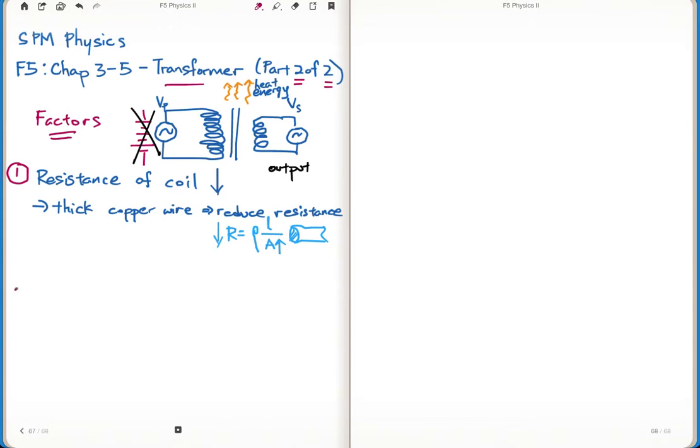Second factor, the middle part of the coil. We call this the magnetization and the reversal of magnetization. That's the second factor: the use of soft iron core.